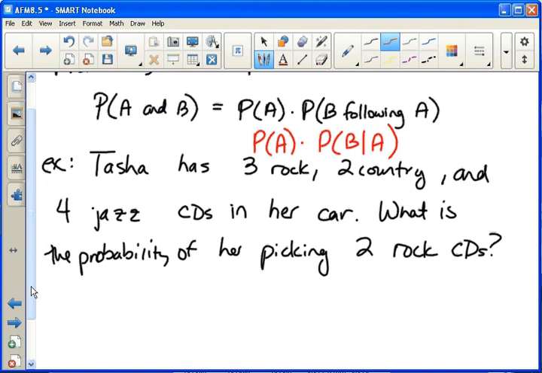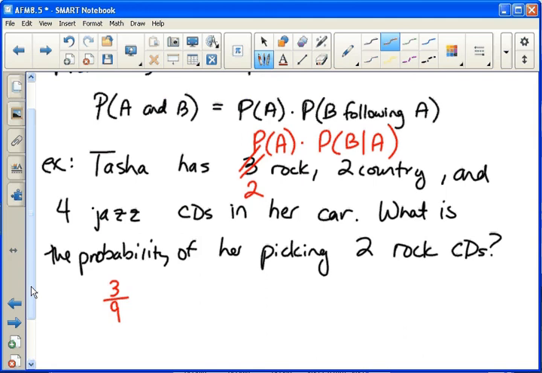So first of all, she starts with 9 CDs, and 3 of them are rock. So the probability of getting a rock CD the first time would be 3 out of 9. But now she's picked one, so one of these rock albums is gone. Now there's just 2 rock albums left in her car because she's already picked one. So now there are 2 rock, 2 country, and 4 jazz. So now there are 8 CDs and only 2 of them that are left are rock.